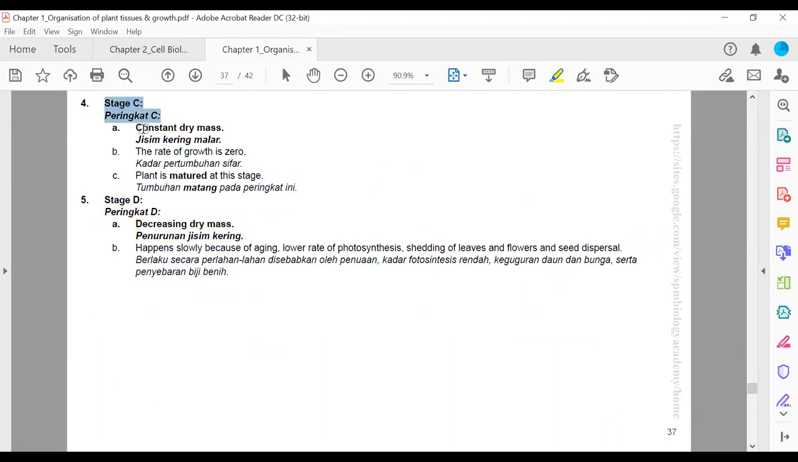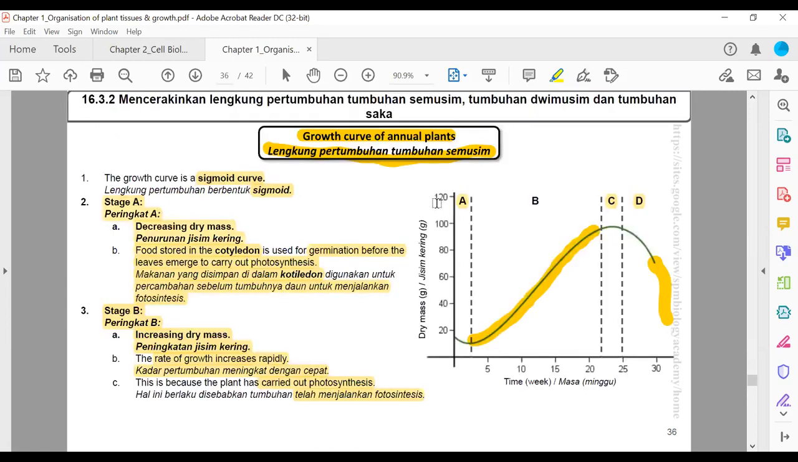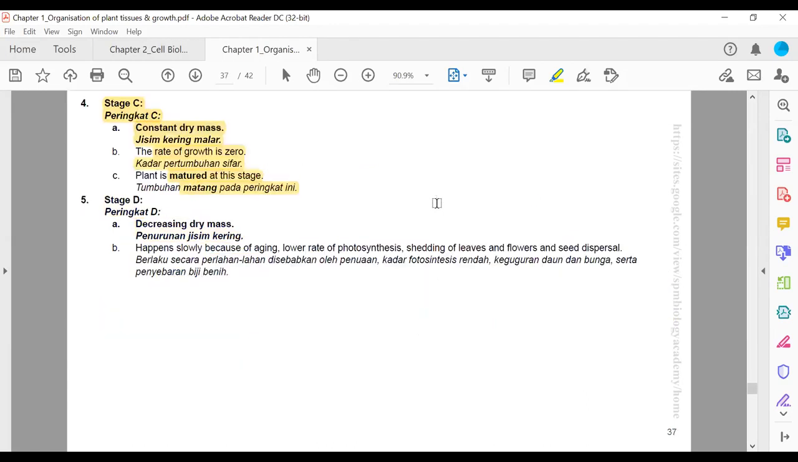Okay, let's see C and D. Stage C, constant dry mass. Jisim kering yang malar. The dry mass is constant. The rate of growth is zero. Kadar pertumbuhan sifar. That means there is no more growth. Plant is matured at this stage. Tumbuhan dah jadi matang pada peringkat ini. So stage C shows zero growth. So why zero growth? The growth rate is zero. They don't grow anymore. So why they don't grow anymore? Because they have become mature. Sudah matang. So the dry mass becomes constant.